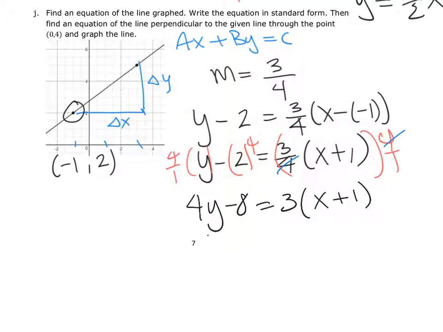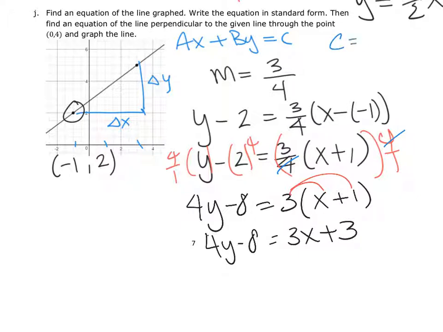I'm going to distribute the 3 through, so I have 4y minus 8 is equal to, and I distribute the 3 here and here, and so I have 3x plus 3. I can go left, I can go right, because standard form, I can write it up here as ax plus by equals c, or I can write it as c is equal to ax plus by, and I like to have x positive.